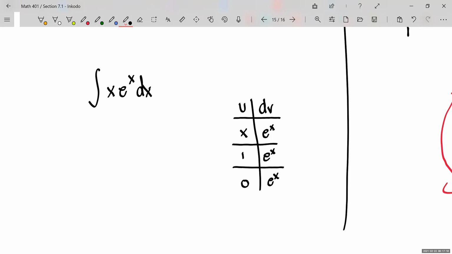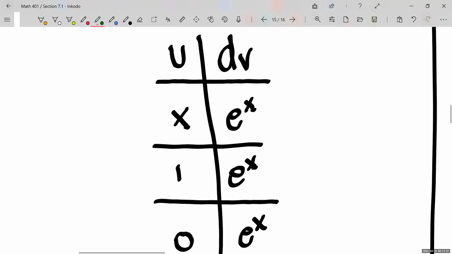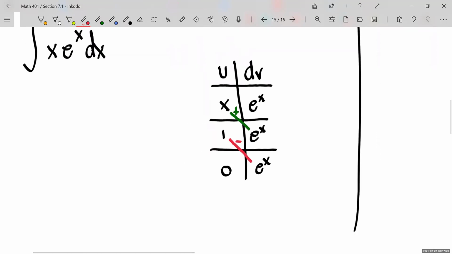Remember, the first diagonal is always an addition. The second diagonal is always a subtraction, and it alternates thereafter. And so we can see very quickly that this integrates to become a positive x e to the x minus 1 times e to the x. And then there is a plus c on there technically.